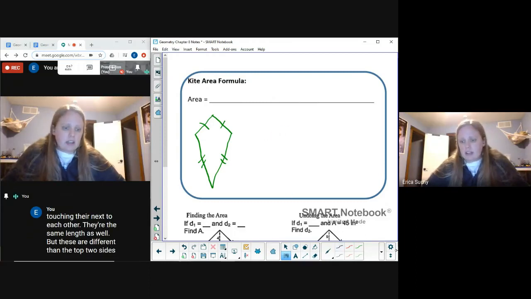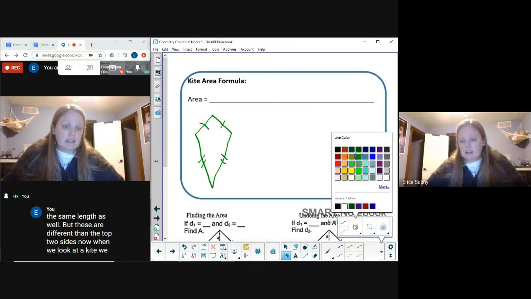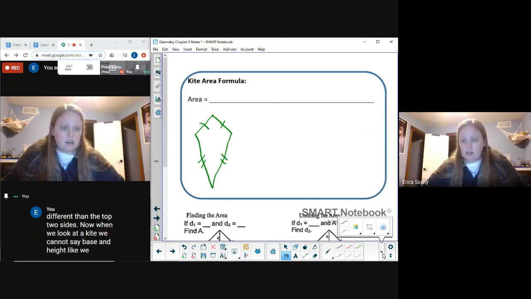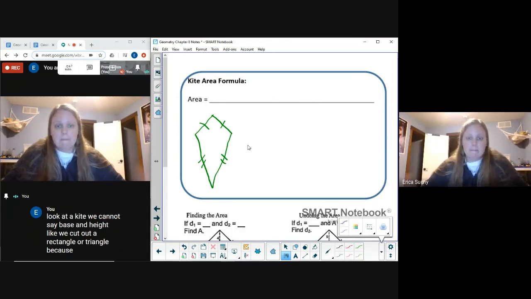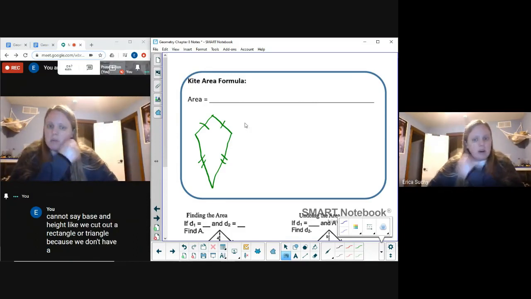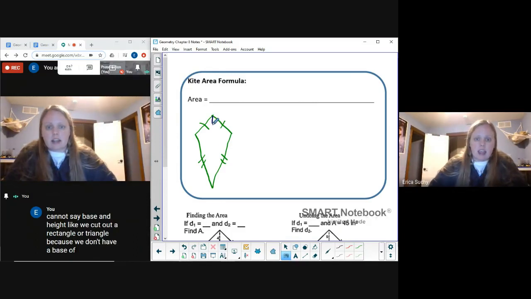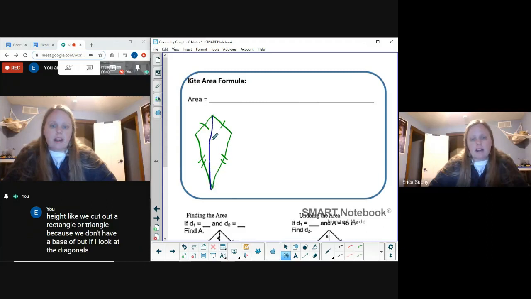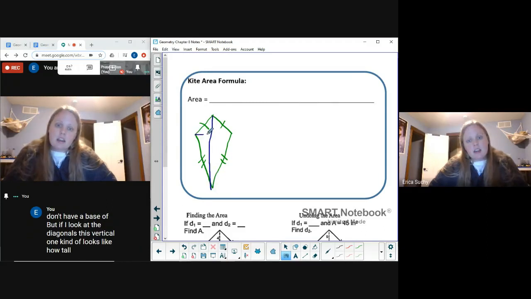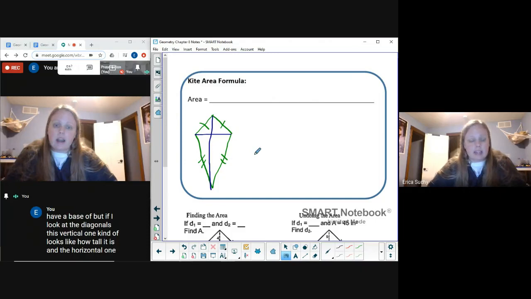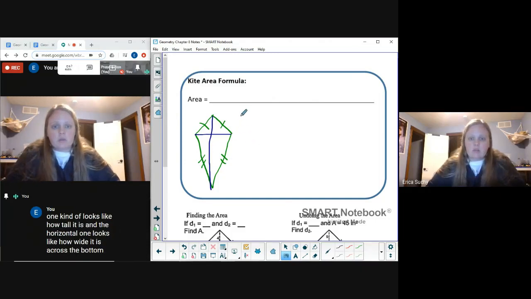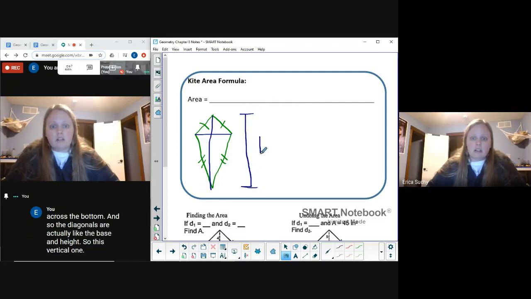Now, when we look at a kite, we cannot say base and height like we can on a rectangle or a triangle because we don't have a base, a bottom. But if I look at the diagonals, this vertical one kind of looks like how tall it is, and the horizontal one looks like how wide it is across the bottom. And so the diagonals are actually like the base and height. So this vertical one, I'm going to call diagonal number 1, which is like the height.